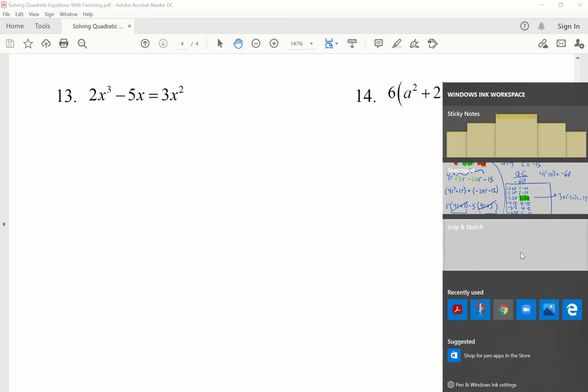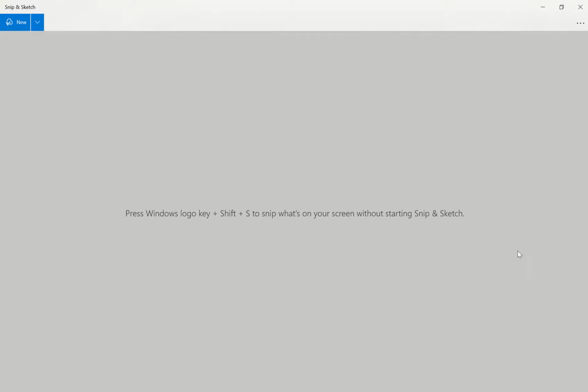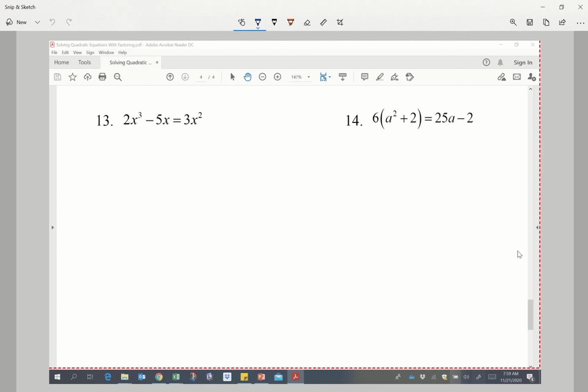The next one we're going to look at together is number 13. And on the surface, this one might look to be a little bit different than the other ones that we've seen. When we look at question 13, it's 2x cubed minus 5x equals 3x squared. This is not a quadratic equation. And the reason why it's not a quadratic equation, this would fall into our neither category, is because the highest power of x is of degree 3, because of the x cubed term.